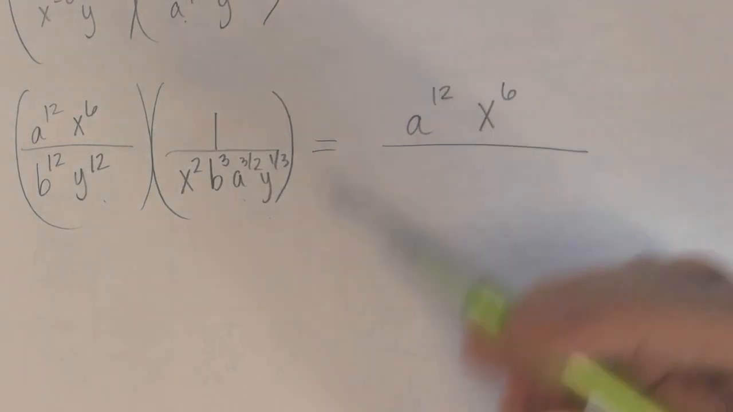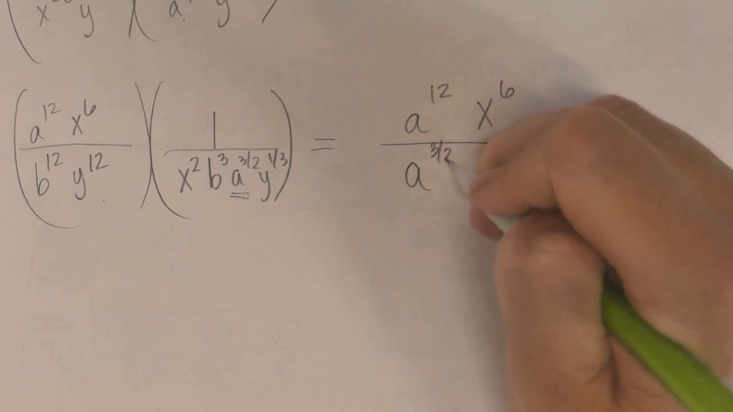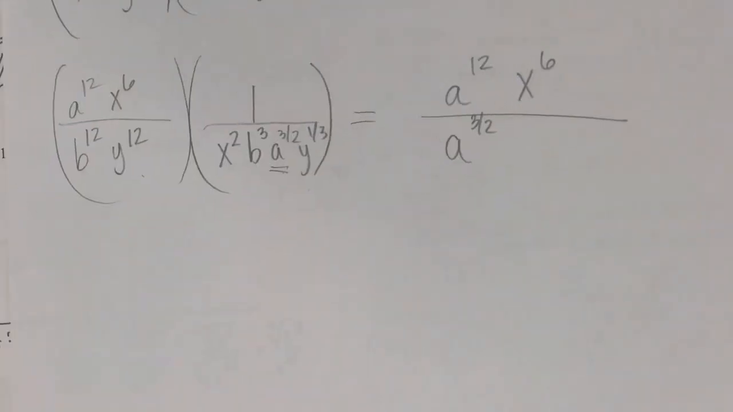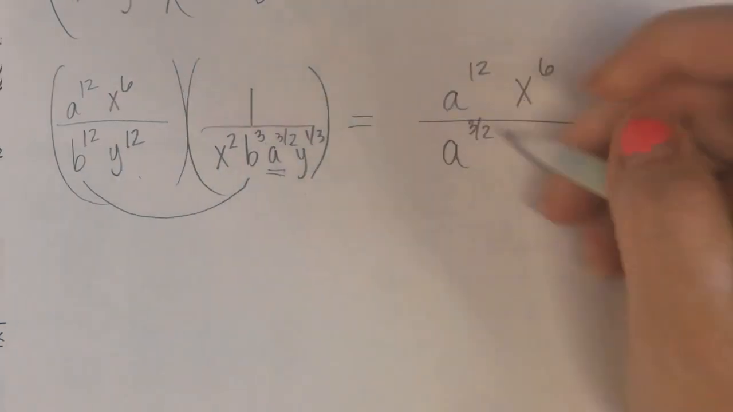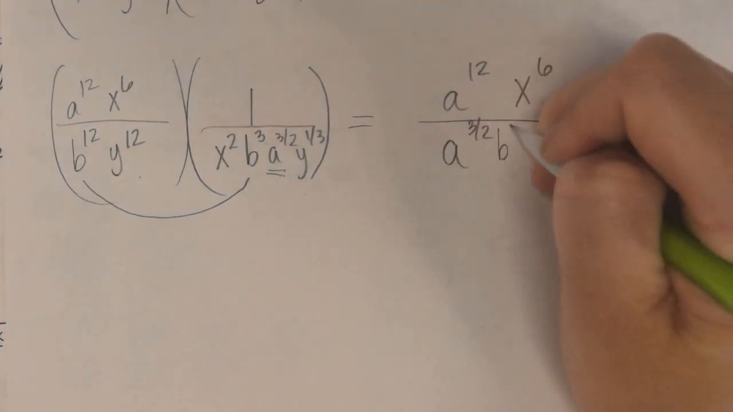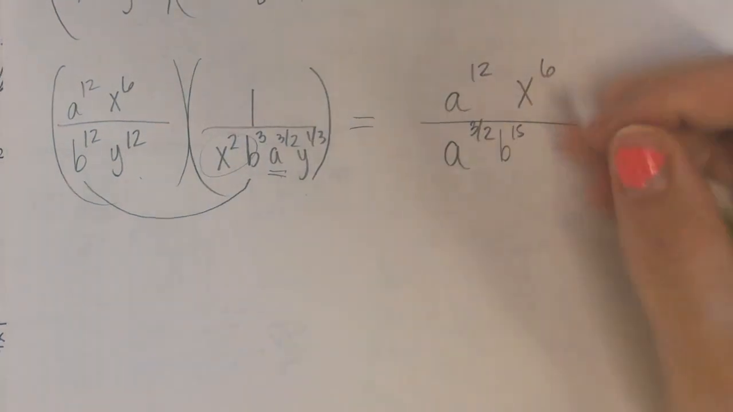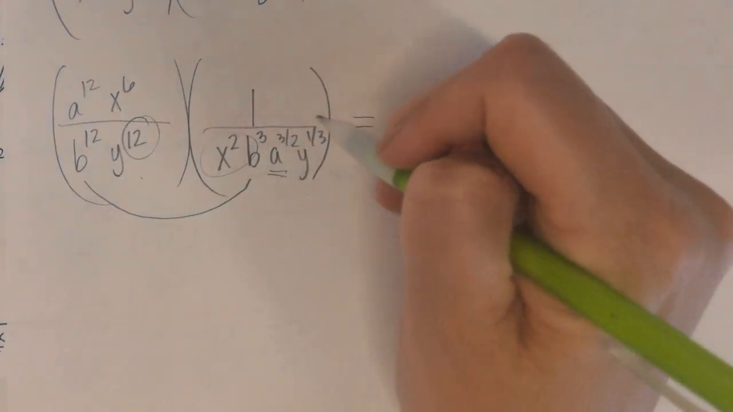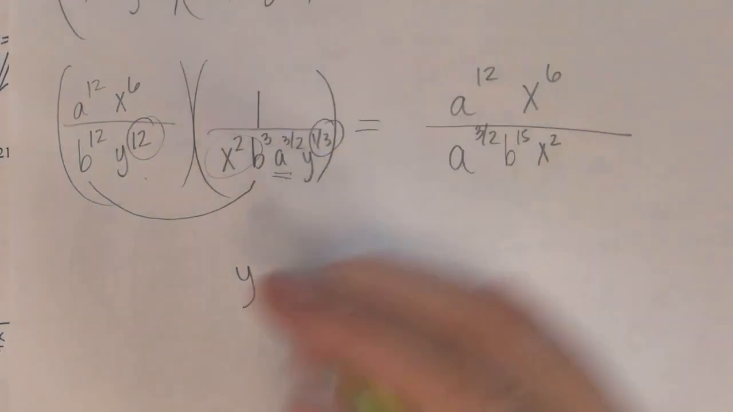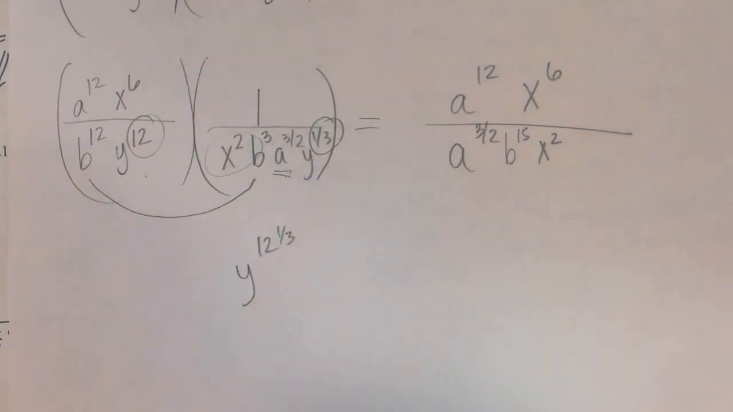And then here when I multiply across, I'm going to do this in order. So I'm going to look for the a first. I'm going to line these up to make my next step easier. Then I'm going to do my b's. When I multiply the b's together, what do I do with the exponents? Add. So b to the 15th, x, I only have one x, right? So x squared, and then what about my y's? So, do you guys agree that when I add these together, it's 12 and 1/3?